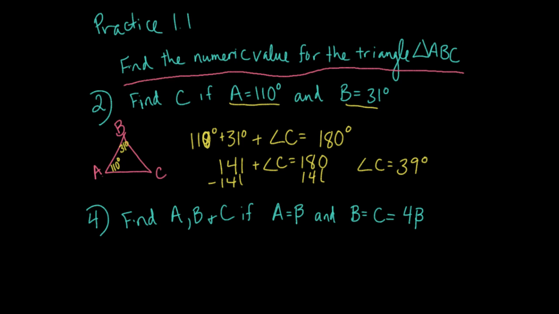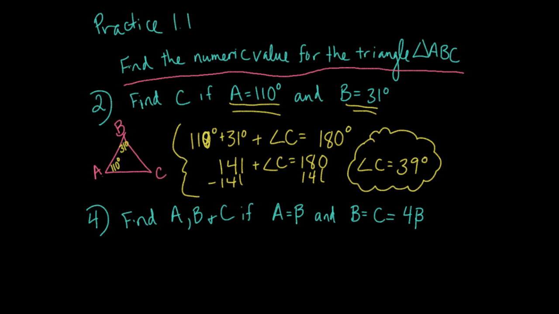Now, do you have to set up an equation like this, or can you just subtract 110 degrees and 31 degrees from 180 degrees? As long as you show your work and explain whatever it is that you're doing, I'm okay with you arriving at an answer in a slightly different way. Things do get harder where you need to set up an equation, and it's also a good algebra review for you. So angle C is 39 degrees.